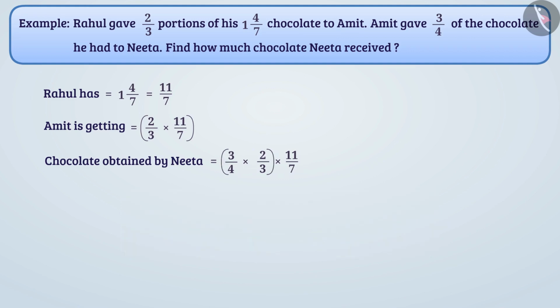By simplifying the parenthesis, we get the rational number 1 by 2. Now we multiply 1 by 2 and 11 by 7. This will give us the result 11 by 14. In this way, Neeta gets 11 by 14 of the total chocolate.